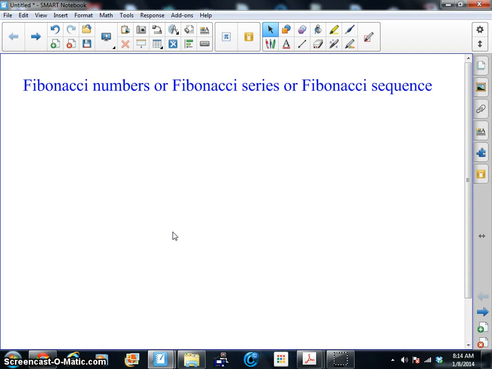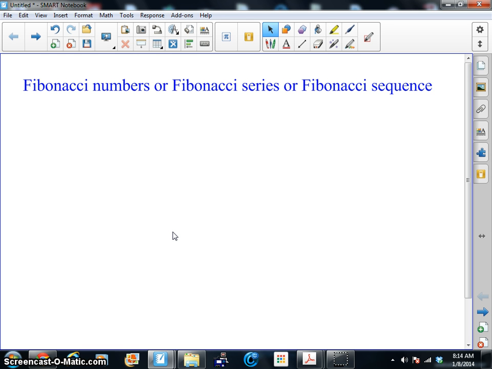Hello, ladies and gentlemen. This is part one of a two-part series tutorial. We're going to look at this, but we need to go over some basics before we get into it. One of the basics we need to look at is something called Fibonacci numbers, the Fibonacci series, or Fibonacci sequence, however you want to call it.